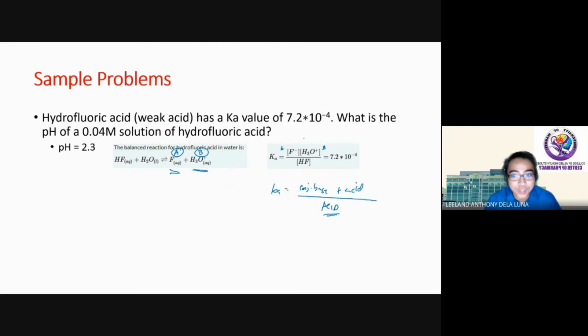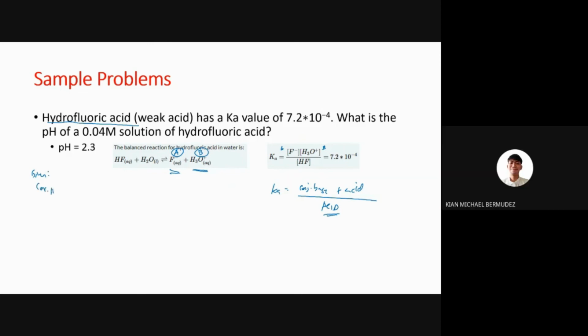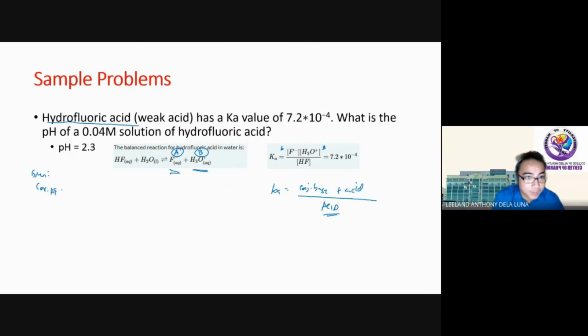Right? So in this case, class, ano yung acid na ginamit natin? It's hydrofluoric acid. And the concentration of hydrofluoric acid is 0.04. Okay, very good. So, ang hydrofluoric acid ko is 0.04 molar. So, yun yung concentration na gagamitin ko dito. Okay? Now, I'm given the Ka value of my hydrofluoric acid. Ka ito, which is 7.2 times 10 to the negative 4. Okay? So, looking at this class, ang mangyayari is, wait, solve ko pala muna to. Ka is equal to 7.2 times 10 to the negative 4. So, dapat ang pH dito is 2.3.